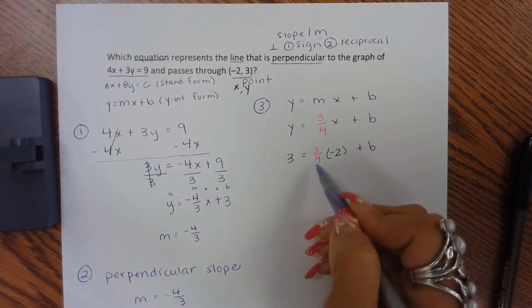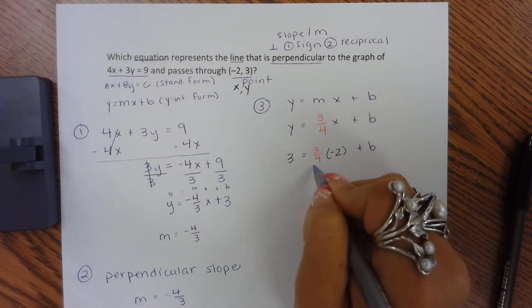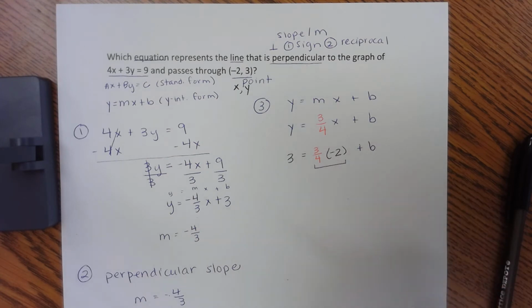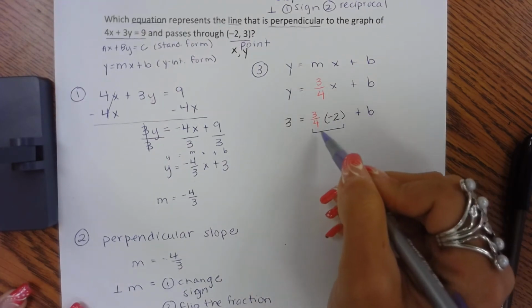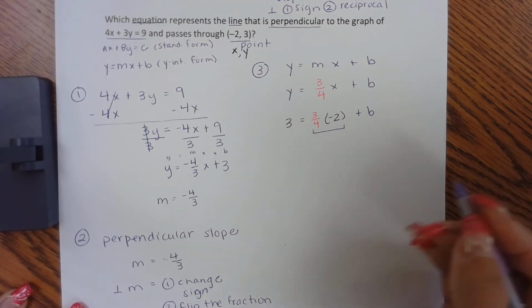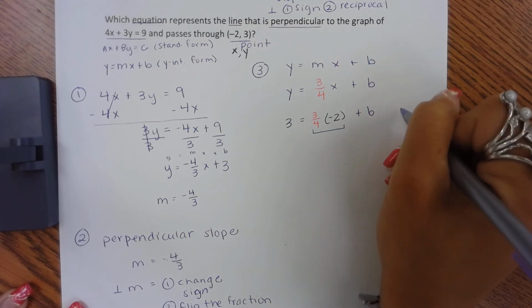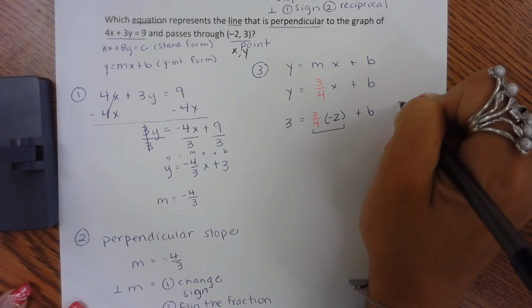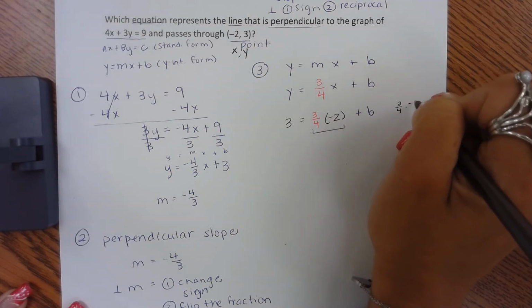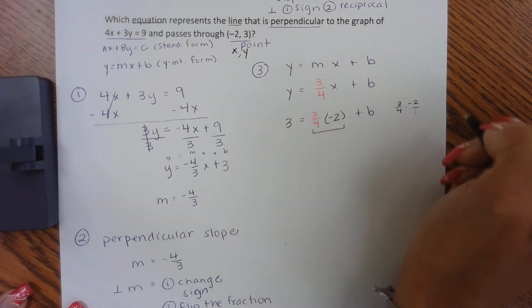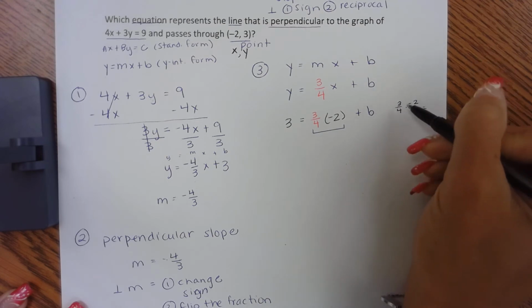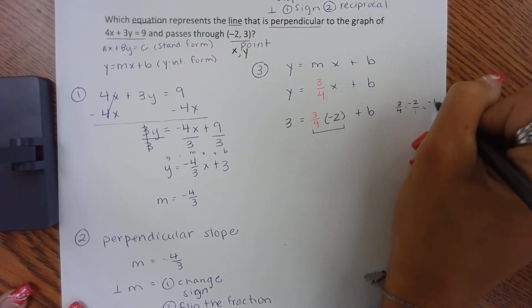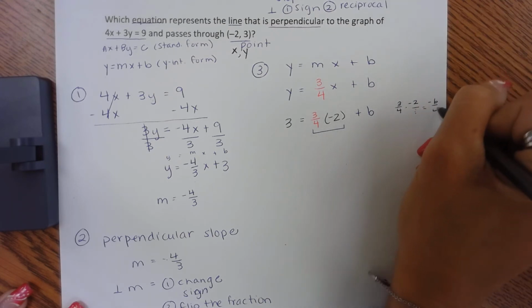Okay, so let's go ahead and solve this right here. We're going to multiply 3/4 times -2. Off to the side, we'll work it out over here. We're going to say 3/4 times -2. We're going to put it over an imaginary 1. And that is 3 times -2 is -6, and 4 times 1 is 4.